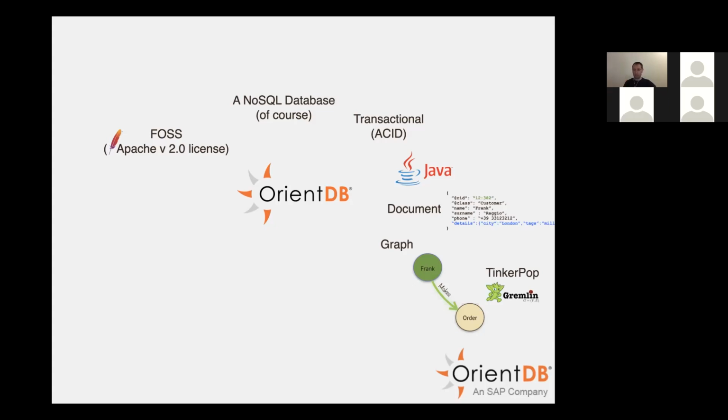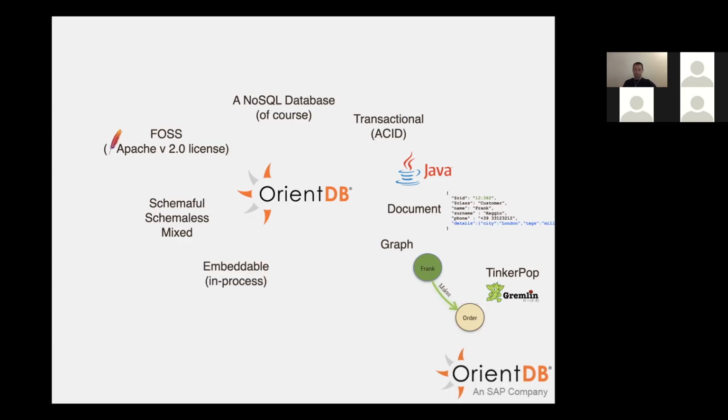OrientDB has TinkerPop support. That is the standard for graph databases. OrientDB supports a schema. Most document databases are schemaless. OrientDB can work as a schemaless database, but it can also work as a schemaful database. So you can define the properties for your data types. And you can also use a mixed approach. So part with a schema, part without a schema.